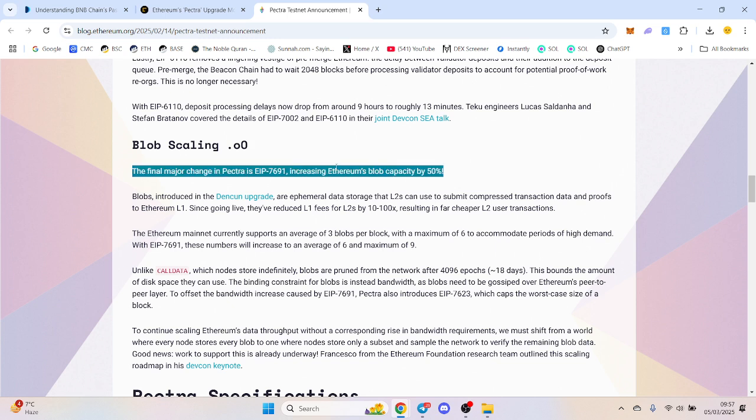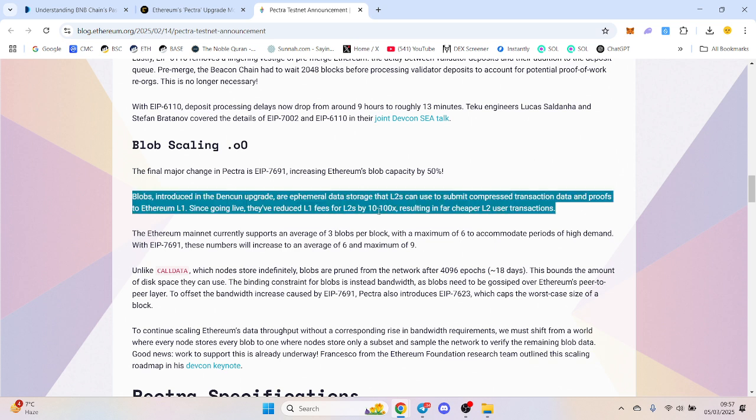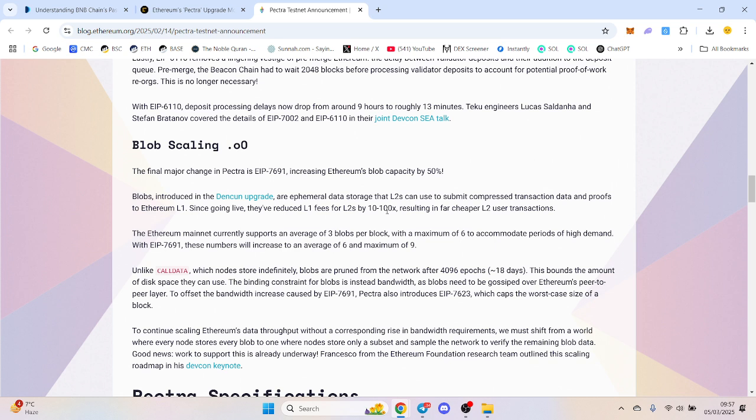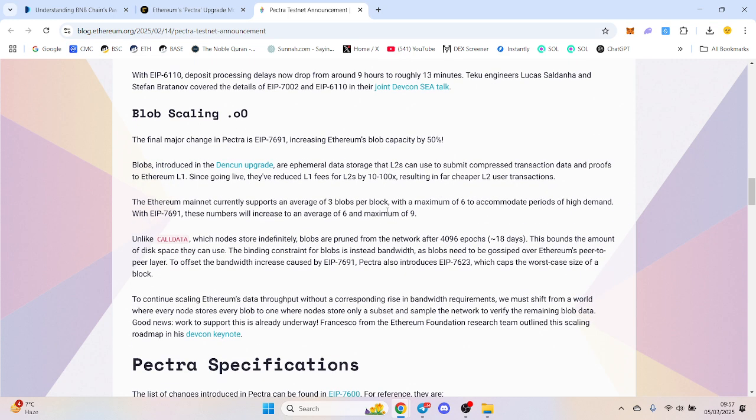So the blob scaling is basically how the data is stored on Ethereum's blockchain, and it's going to be spread out. They're going to use blobs on the side to hold the data, which means layer twos are going to be 10 times or 100 times faster. Transactions per second could go up to something like 100,000, or maybe 50,000. Basically, it's going to be slightly faster than Solana, or have the ability to be faster than Solana.